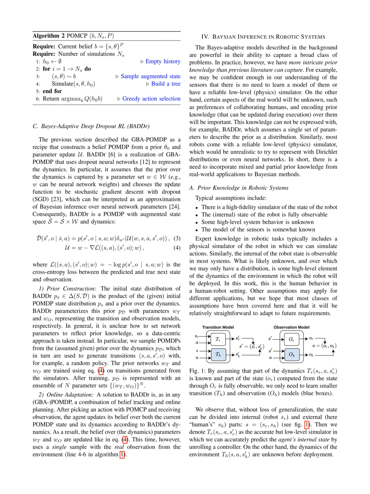Require: current belief b equals s-step P. Require: number of simulations NS. Empty history. For i equals 1 to NS: sample augmented state, simulate, build a tree. Return argmax of Q(h0, b), greedy action selection.